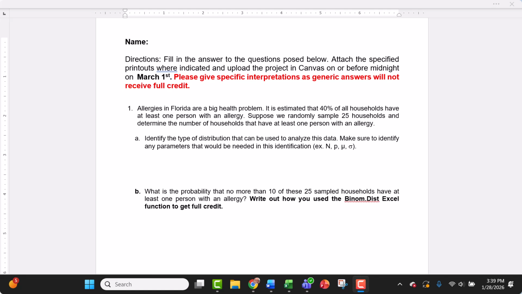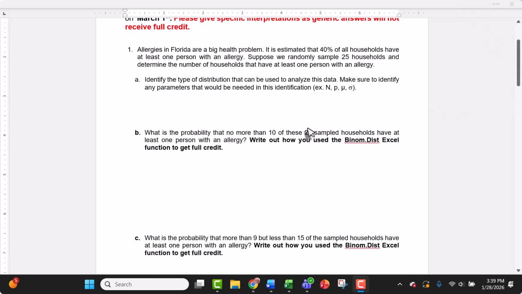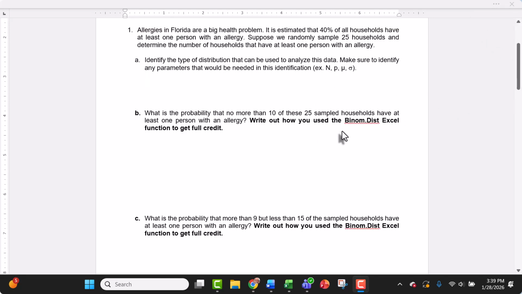So the first part in question A, I'm just asking you to identify, and then in question B and C, I'm asking you, show me you know how to use the binom.dist function in Excel. And I want you to write out what the function is. You can see in the notes that I've used the binom.dist, and I actually put in the various pieces that you need to answer the question, to show me that you know how to use it.